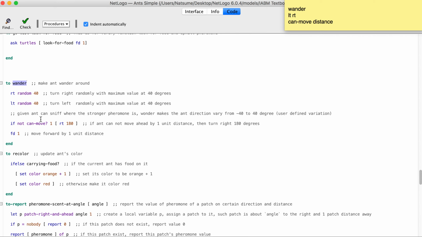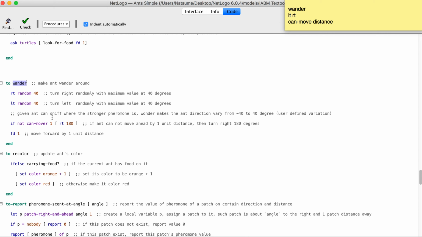So it's not absolutely random turning its head. It still has a main direction within 80 degrees variation. And then we have to consider an exception. That is, if the ant is almost near the end of the world, which means if it moves one step forward, 1 unit forward, there's no patch anymore. If there's no patch, the ant cannot move forward.